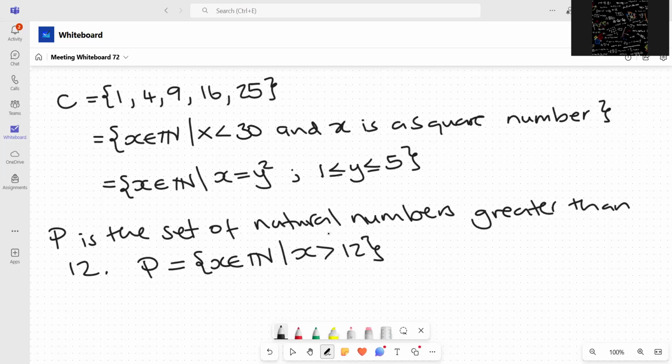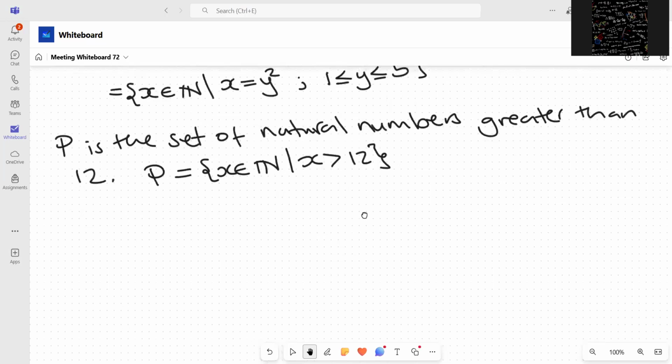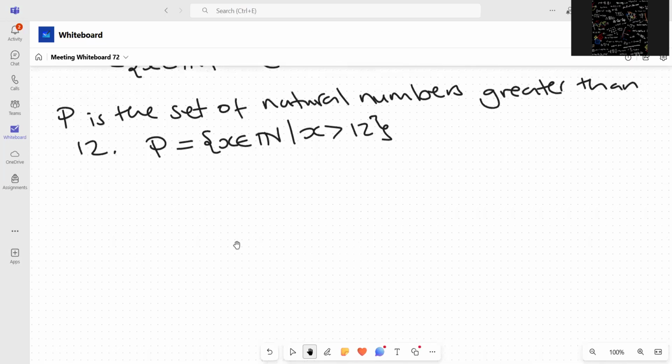So in roster form, all the elements are listed individually. If there are too many to list all of them, then we put ... to show that they continue forever. And then we have set builder notation, where we use a rule, a statement, or a formula in order to describe the elements that make up the set.